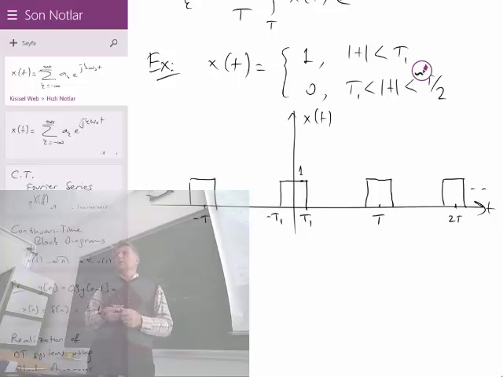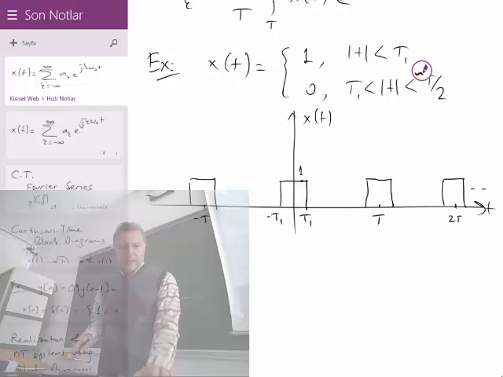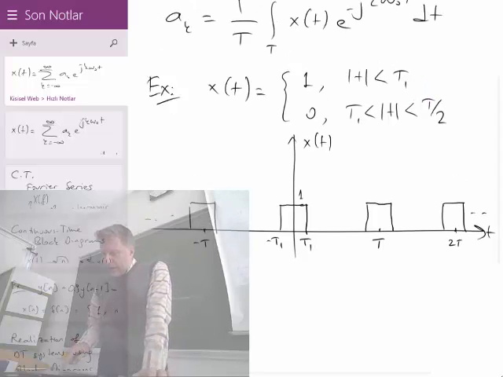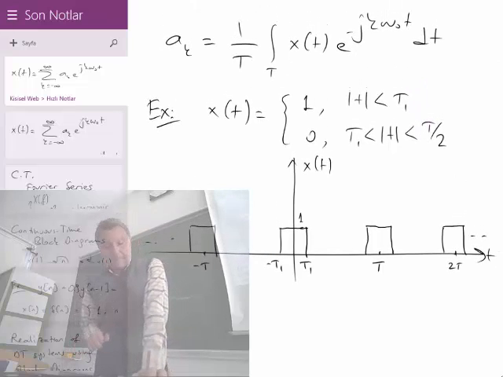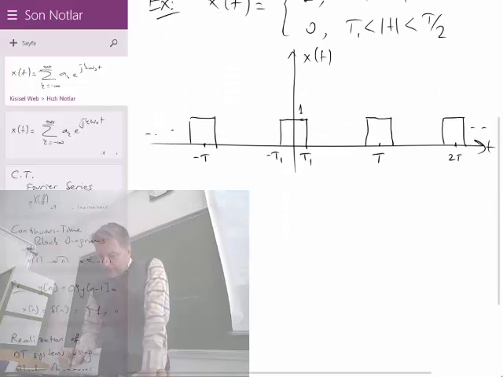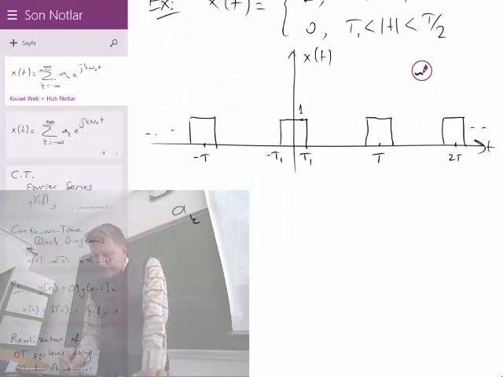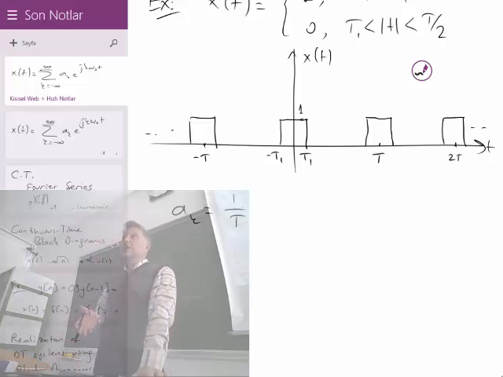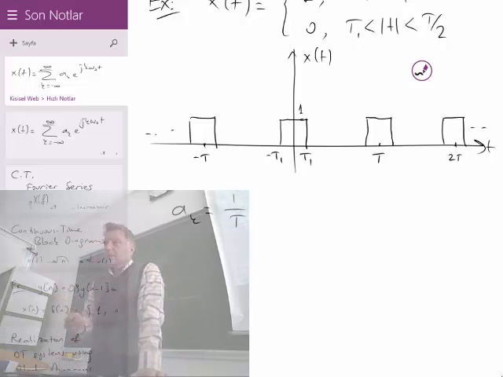And what are the Fourier series coefficients of these things? Is the question. And we are going to use this top formula. Let's write it. a_k is equal to 1 over capital T. We have to keep it as capital T because we don't know what it is. It's just parametric.